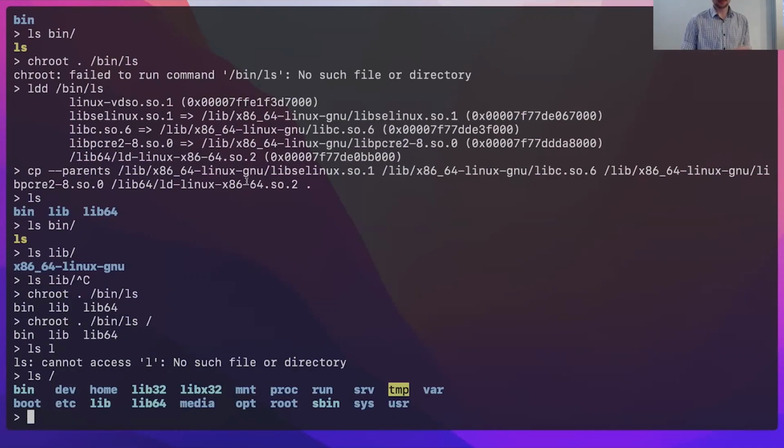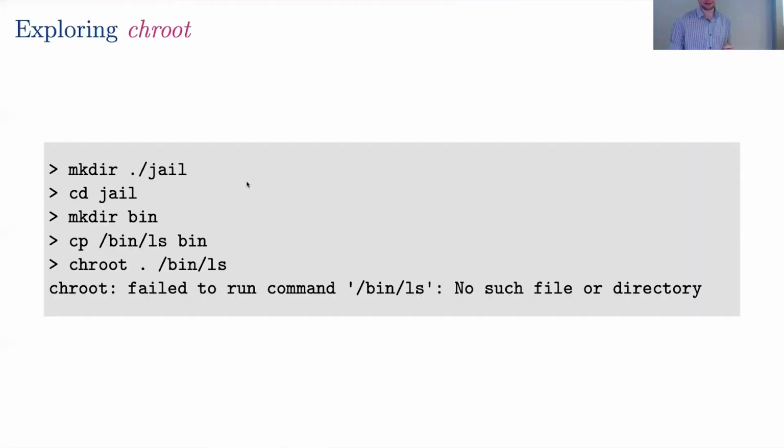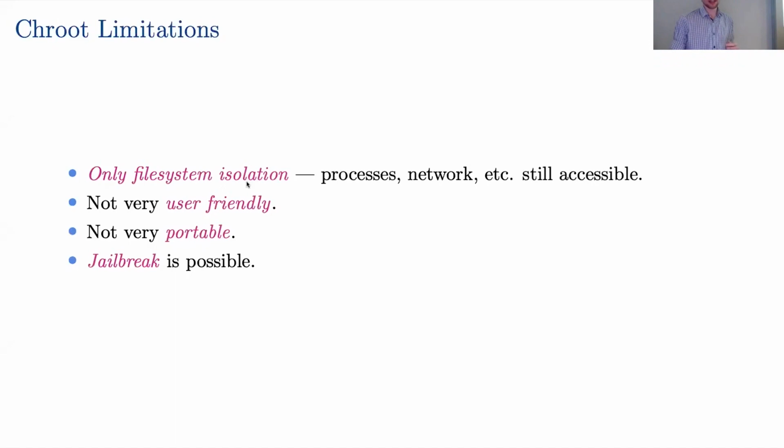Okay, that's enough of root. Did all that. So root has a lot of limitations. It is a file system only isolation. You can still see all of the processes that are running. You can see all of the network communication devices, which means that if I'm going to be running untrusted code in here, it's less than ideal.